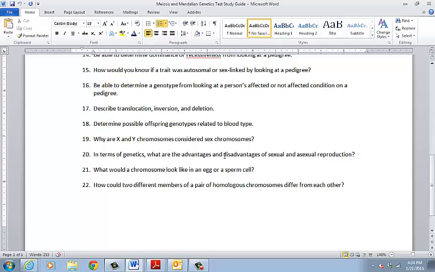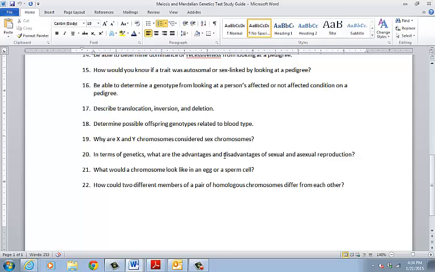First of all, with sexual reproduction, the advantage is you have a mixing of the chromosomes. You have the mixing of the genetic material. We're getting some from mom, some from dad, and so you have the variety. Remember we talked about how variety is important for survivability. So that's an advantage.